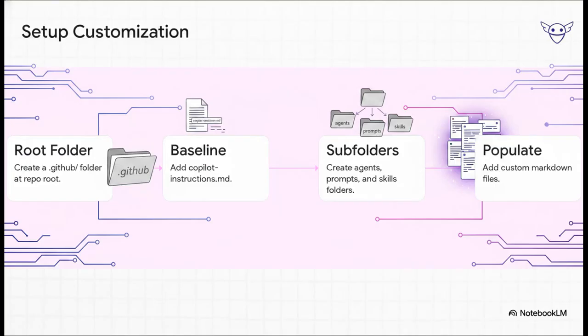Setting this up from scratch is incredibly straightforward. Step 1, you just create a .github folder right at the repository root. Step 2, add a copilot-instructions.md file for your baseline standards. Step 3, create subfolders for agents, prompts, and skills. And finally, step 4, just populate those with your custom markdown files. This single folder becomes the centralized home for all of your AI configuration assets.